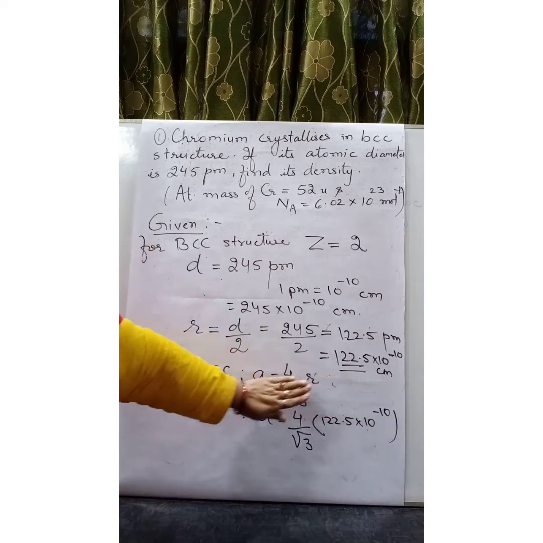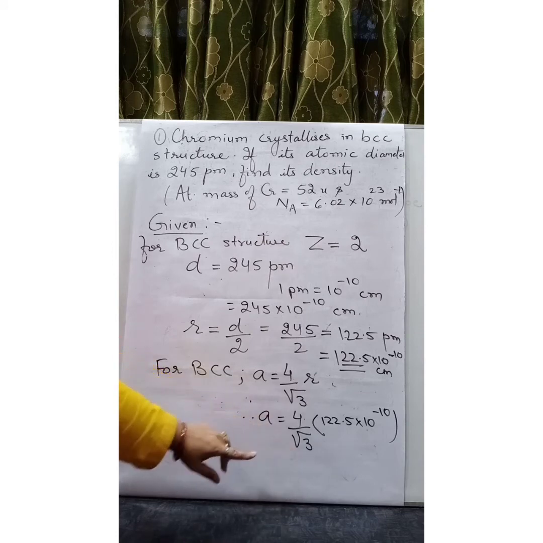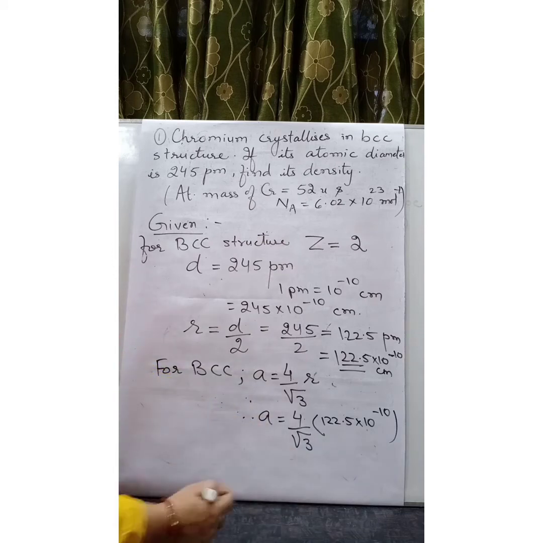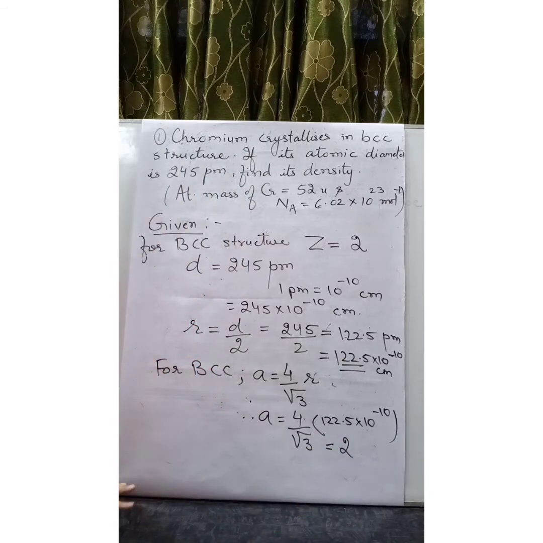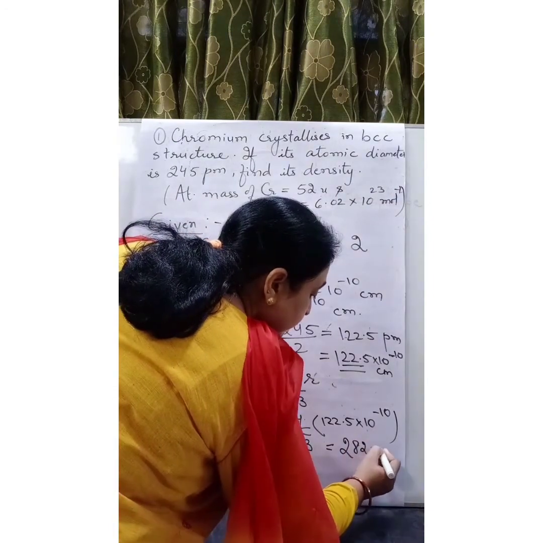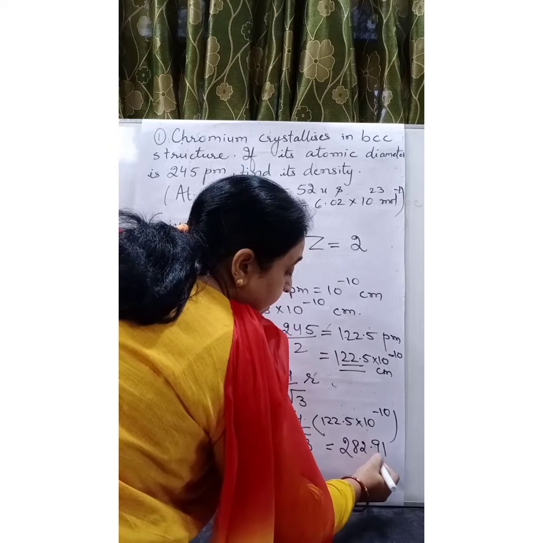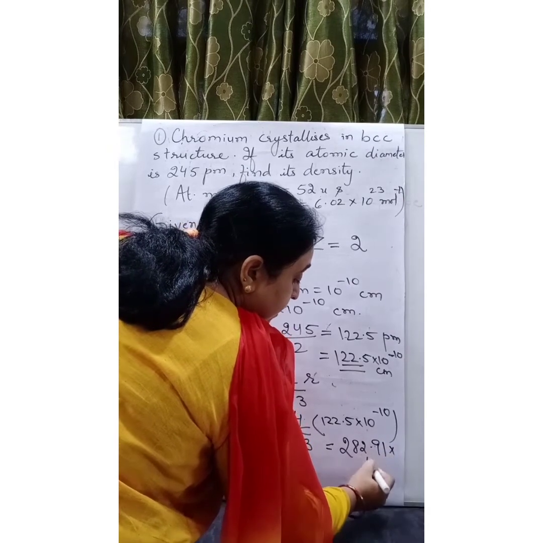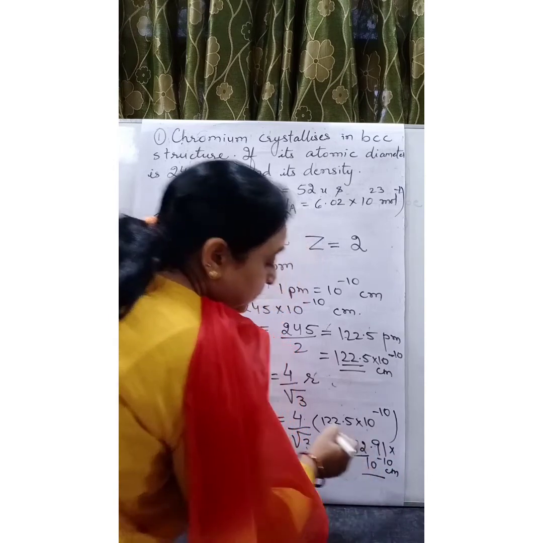When I solve this, root 3 is nothing but 1.73. You can remember this value. So when you solve this, you are going to get this value as 282.91 into 10 to the power minus 10 centimeter.